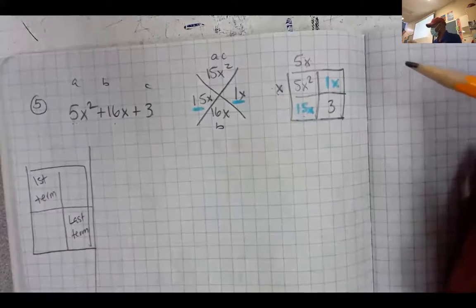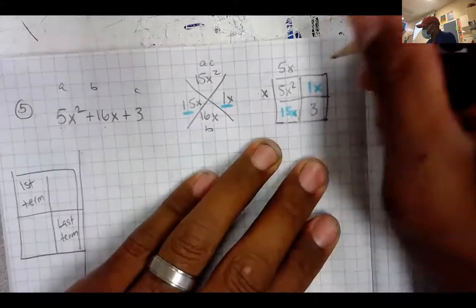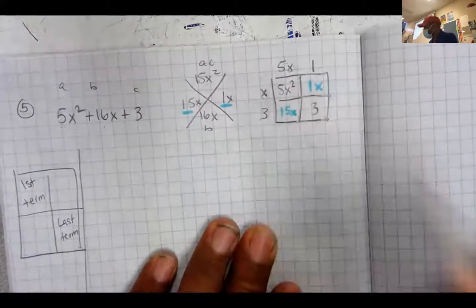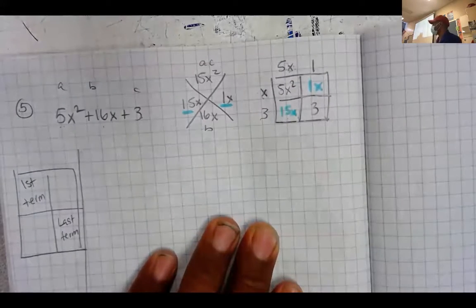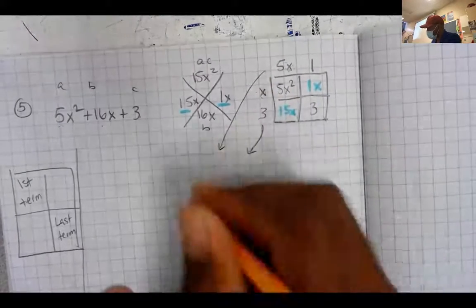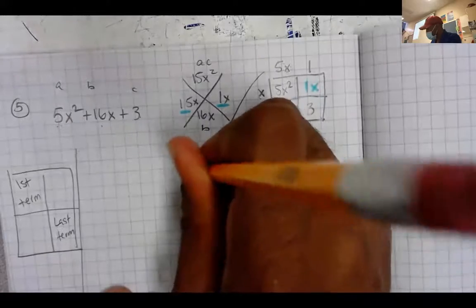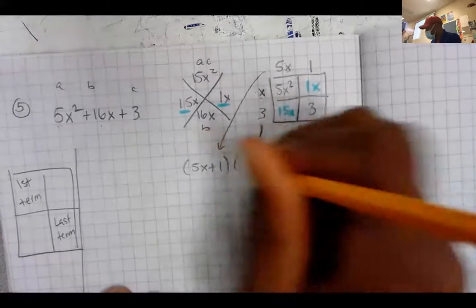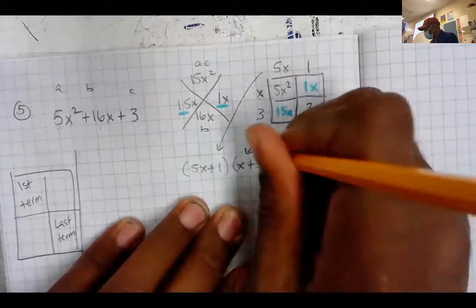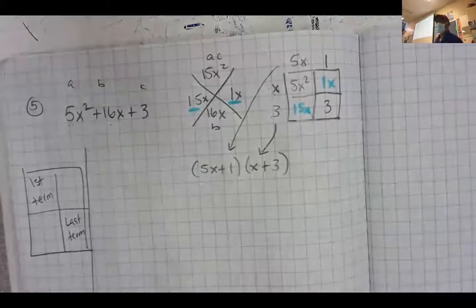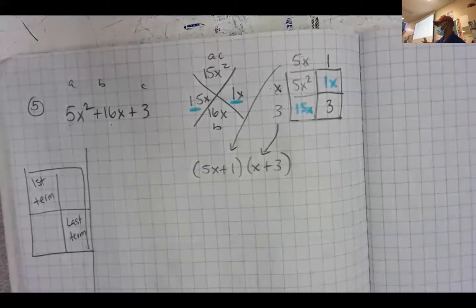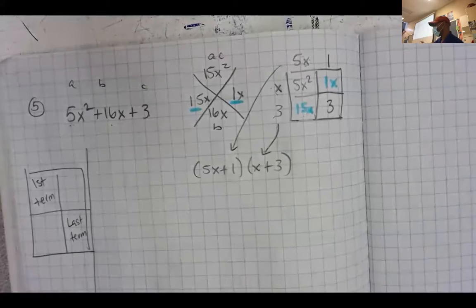put which number, okay? So now x times 1 and then 5x times 3. And there's your factors. So now I take those, if you guys remember, I write those out. So now 5x plus 1 times x plus 3. Now again, if the problem asked me to just factor, I'd be done. That's all I got to do.